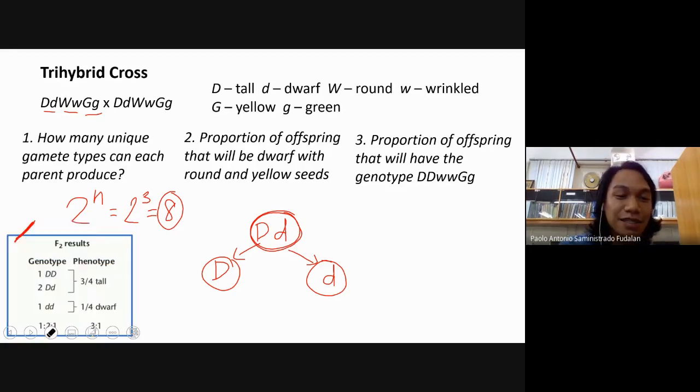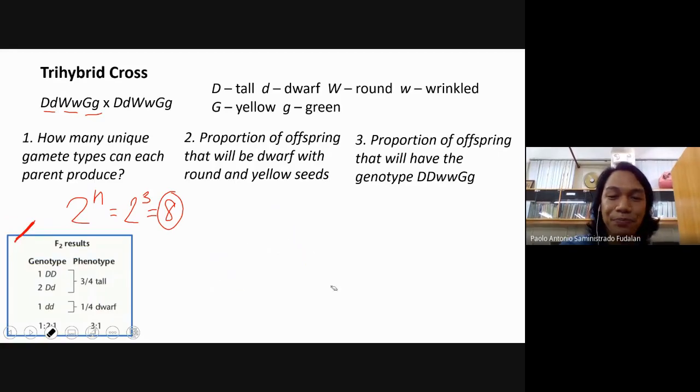Next, let's look at number 2. In number 2, the proportion of offspring that will be dwarf, with round and yellow seed. So we will answer this per character. The first is dwarf. What's the proportion that it will be dwarf? Dwarf is recessive, so this is phenotype. Look at this proportion here. That's 1/4 dwarf.